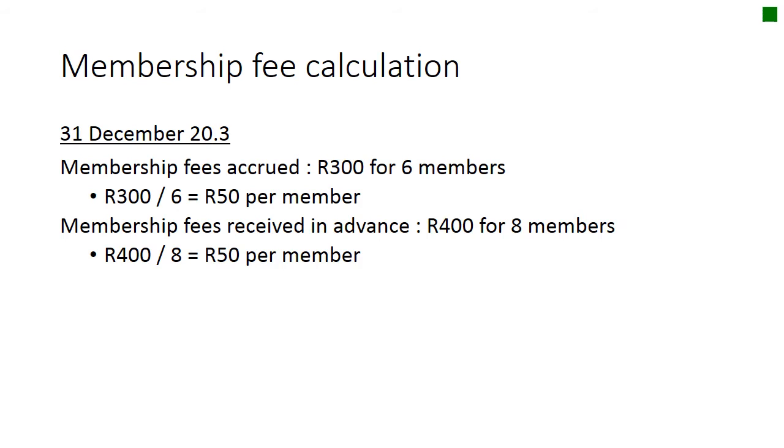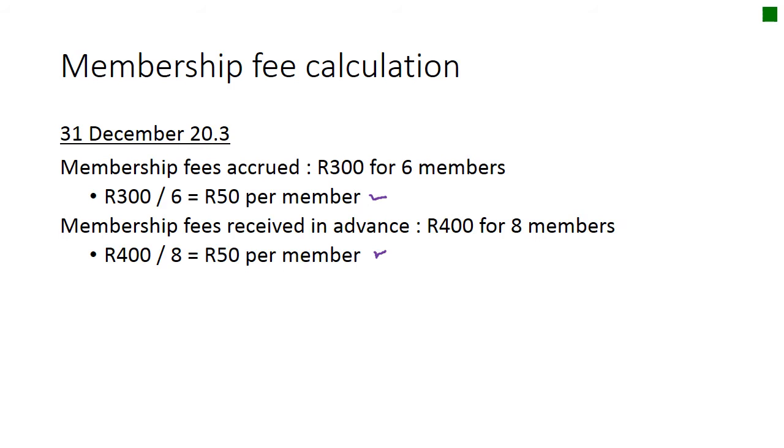So our membership fee calculation, we can take the membership fees accrued, which was 300 Rand for 6 members. It gives us 50 Rand a member. Otherwise, we can also take the membership fees received in advance at the end of last year, 400 Rand for 8 members, which gives us the same amount of 50 Rand per member. So in that way, we've worked out the membership fee is 50 Rand per member.